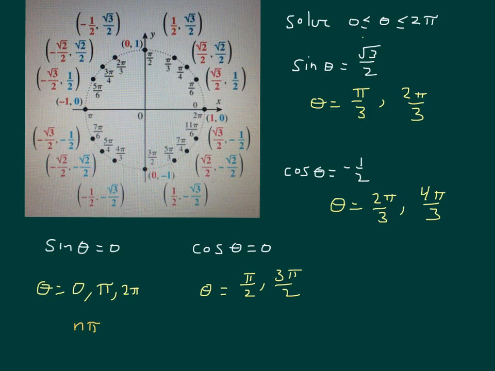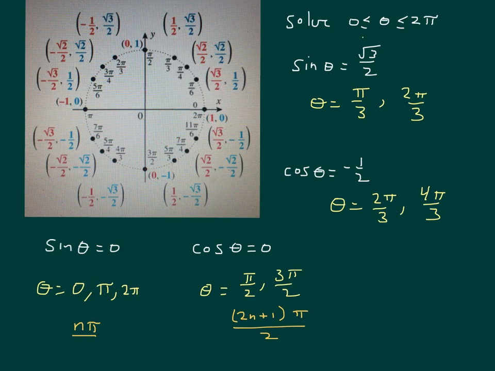Cosine is going to be 0 when we have an odd multiple of pi in the numerator and a 2 in the denominator. Well, odd multiples are going to be when we have 2n plus 1, that is always going to be an odd number, times pi over 2. So when we have an integer multiple of pi, I know the sine is going to be 0. When I have an odd multiple of pi divided by 2, I know that the cosine is going to be 0.